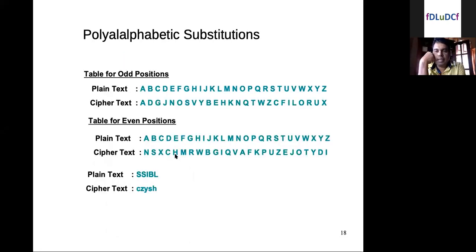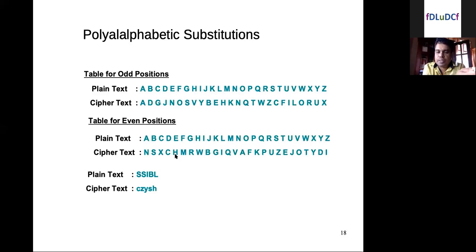After people realized this fact about letter frequency, they were thinking about new methods to overcome this problem. One of the early methods they used was to use two tables, that means two keys, in one single encryption. In the odd positions of the letters they might use one key, and in the even positions they might use a different key. So there are two keys used, one for the odd positions and one for the even positions.